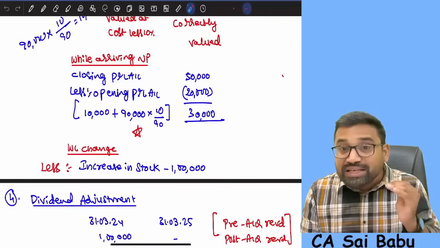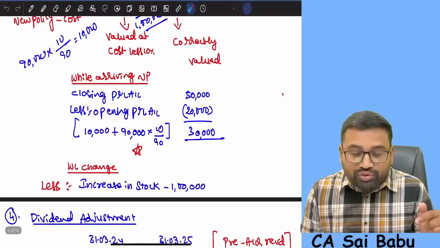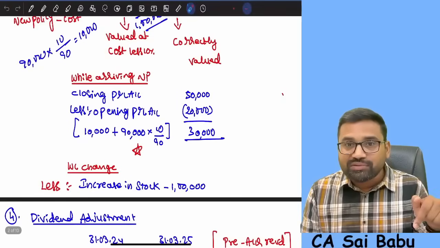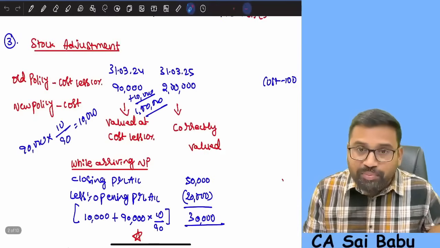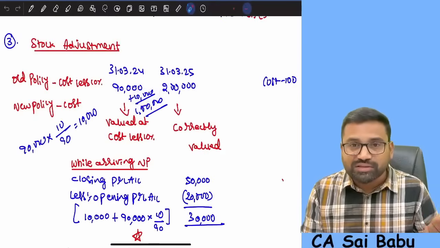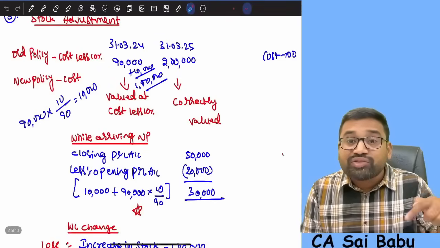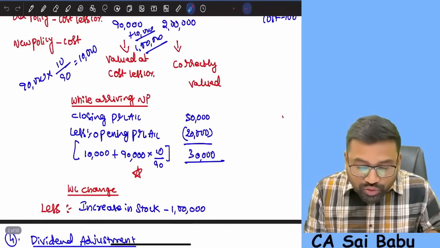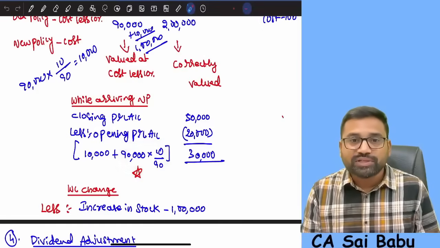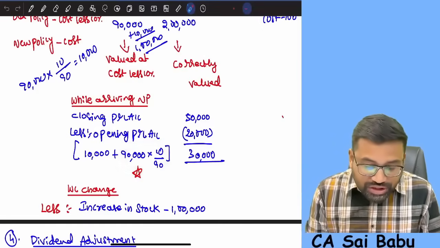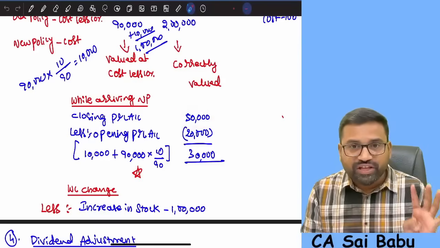When you are deducting the opening P&L account balance, you know last year stock was undervalued. Now if I make a proper valuation, my profit would also be increased. In this case, if my stock is properly valued, it has been increased by 10,000. Therefore, my P&L account balance will also increase by 10,000. So therefore, to the opening P&L balance, you add this 10,000. Suppose in the question, they have given a closing P&L balance of 50,000.